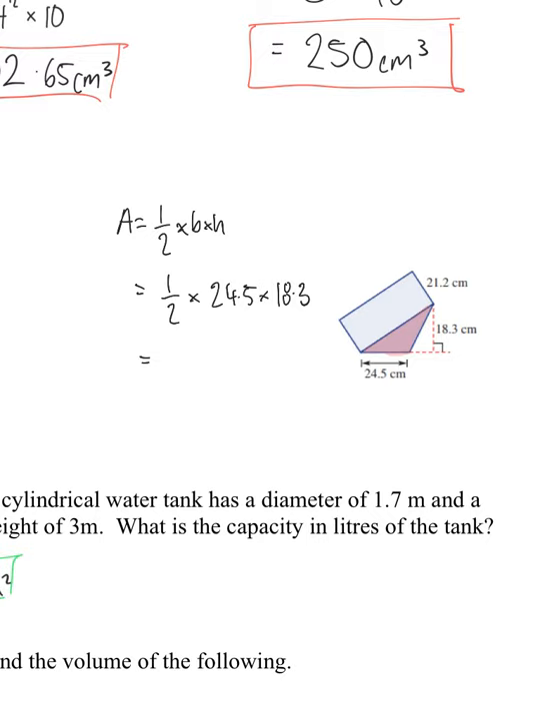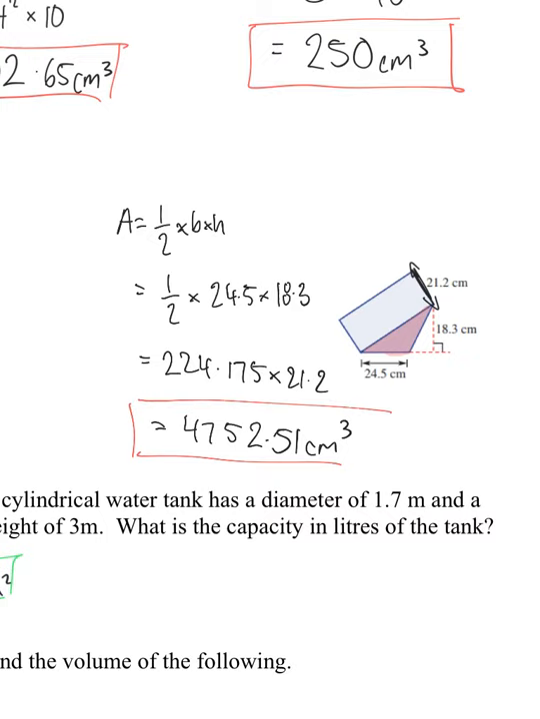Times 18.3, which I've got as 224.175. Okay, and then I'm going to times it by the height of the shape, which is here. So that's the 21.2, which we get a volume of 4752.51 centimeters cubed. Cool.